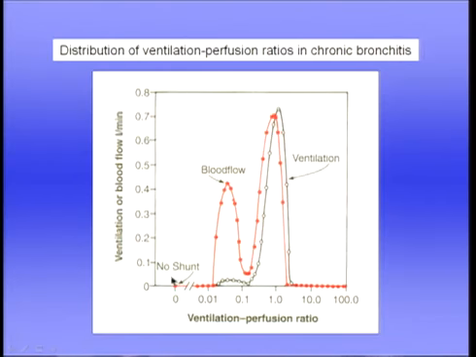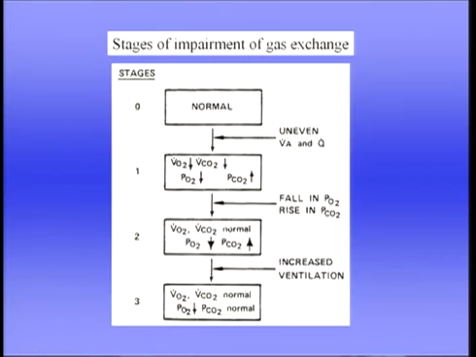And just in passing, probably the ventilation that gets to these lung units is not going through the normal airways, but is going between alveoli or between small airways. It's a different kind of what we call collateral ventilation that is probably responsible for the ventilation there. Okay, so that's the distribution in chronic bronchitis.